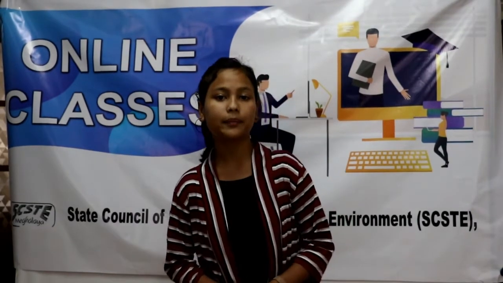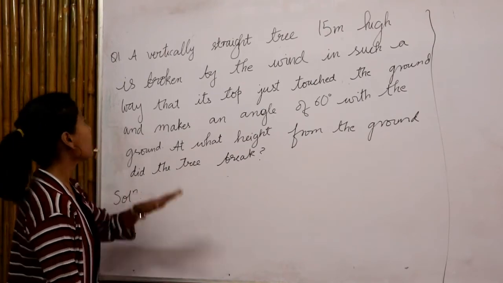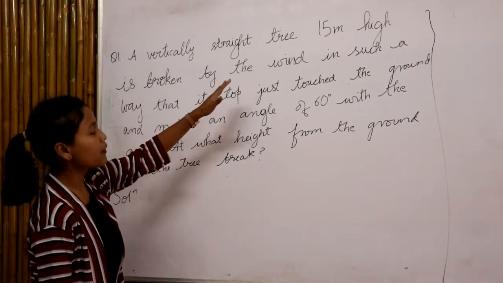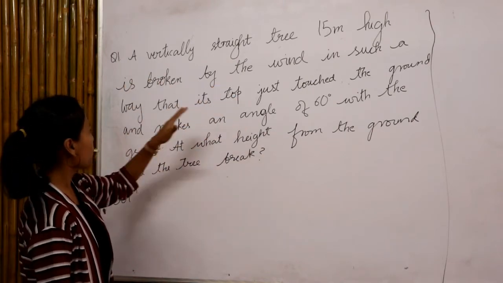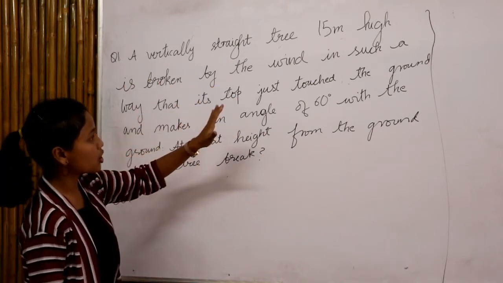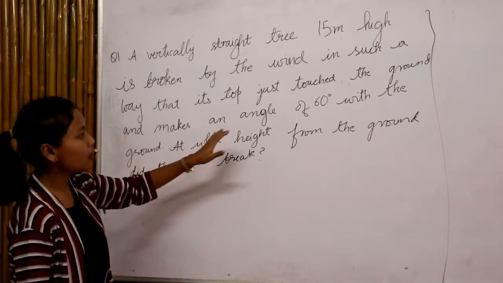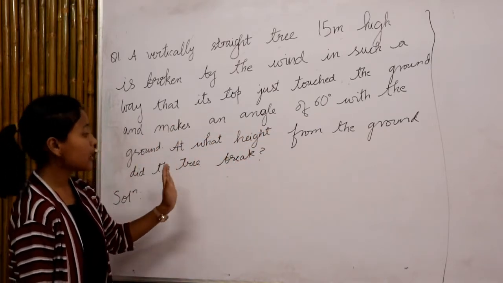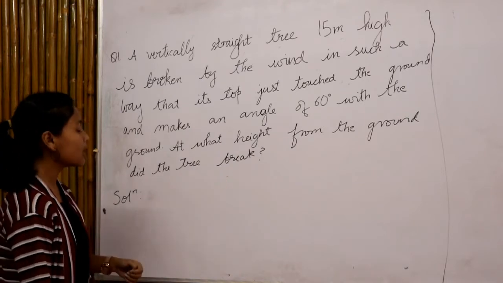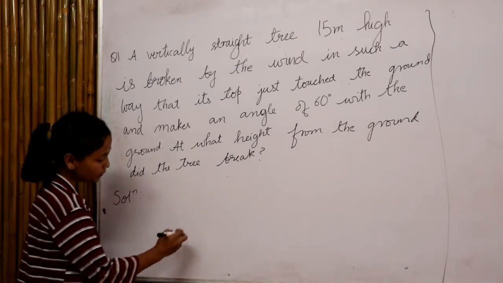So let us begin. The question is: a vertically straight tree 50 meters high is broken by the wind in such a way that its top just touches the ground and makes an angle of 60 degrees with the ground. At what height from the ground did the tree break? Okay, let us first draw a figure.